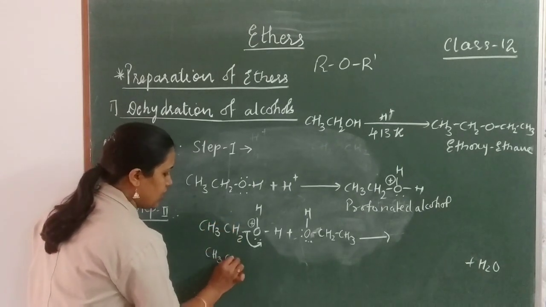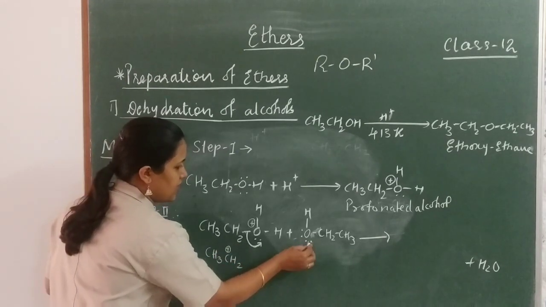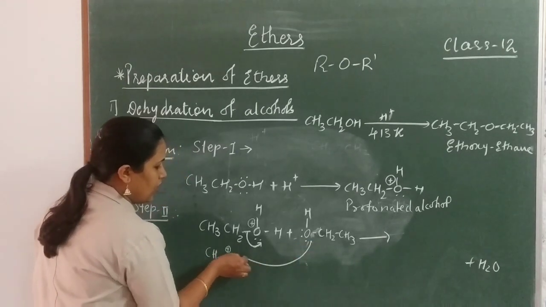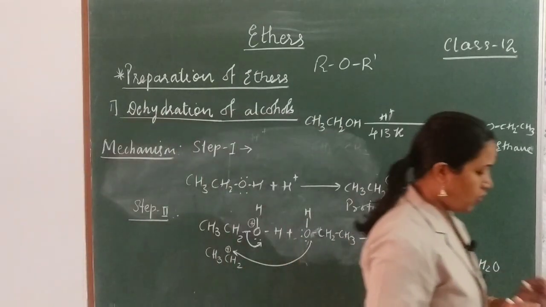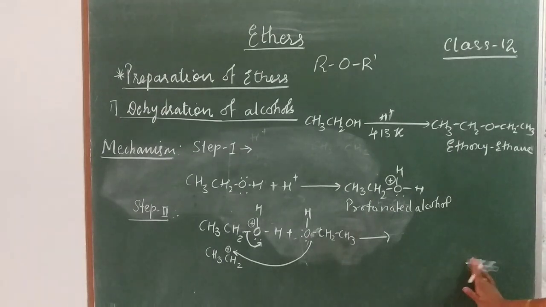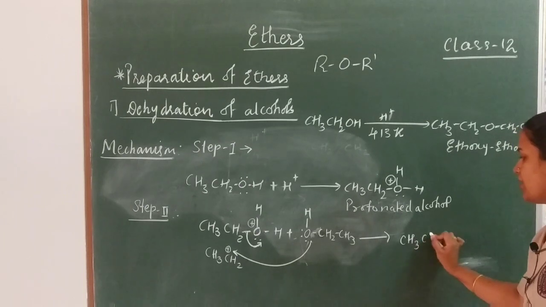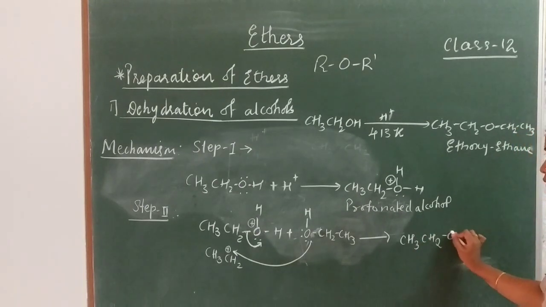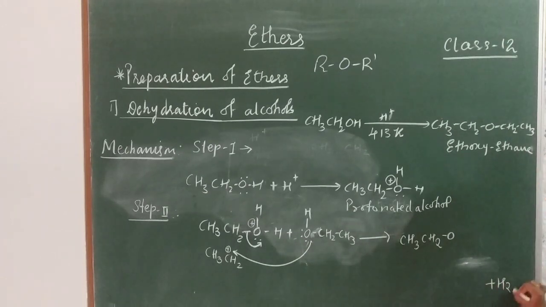So it becomes CH3CH2 positive, and when this positive charge is there, this can attack it, and we can get the product. Here I'll write the product: CH3CH2O. Here H2O is removed, so that's why we write H2O on this side, and here CH3CH2.